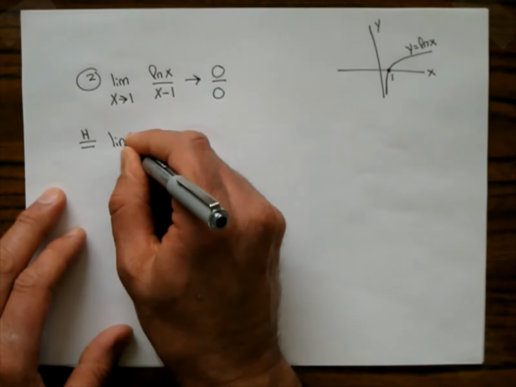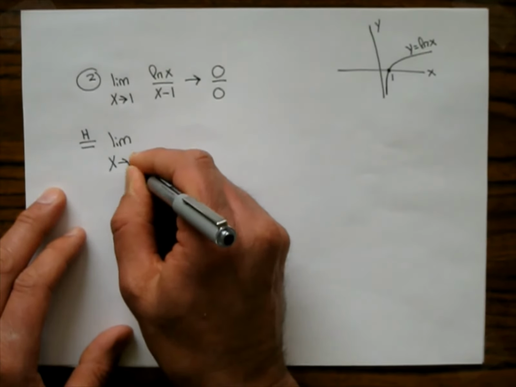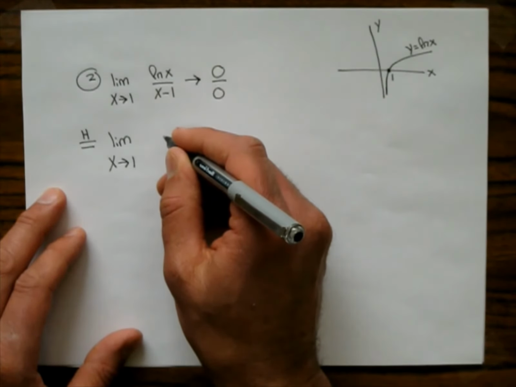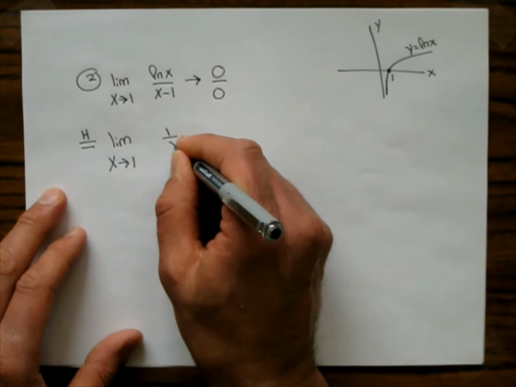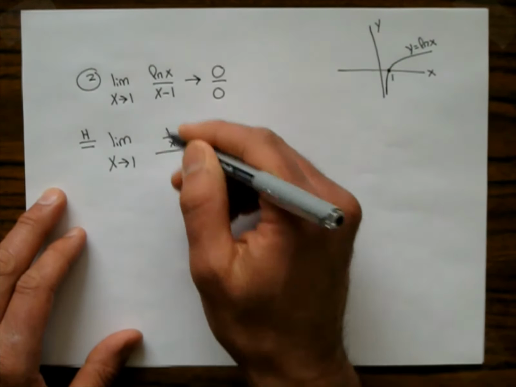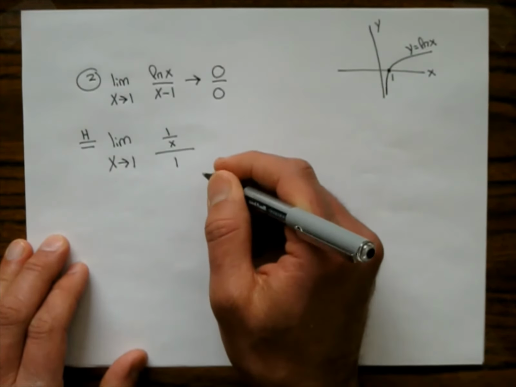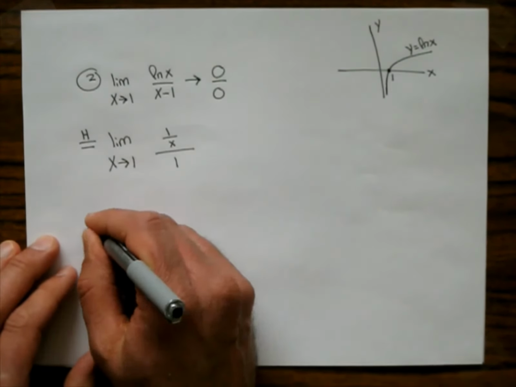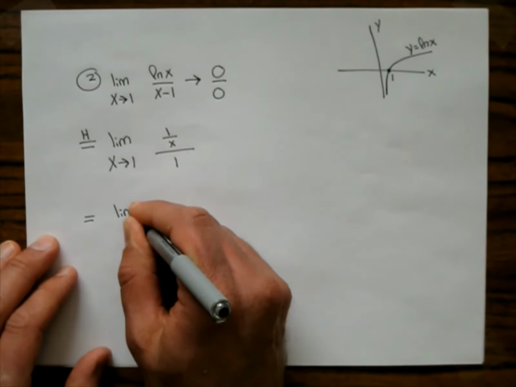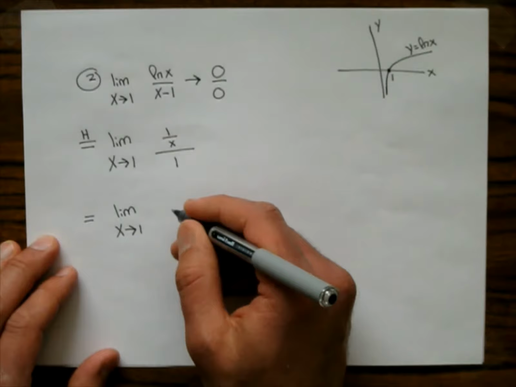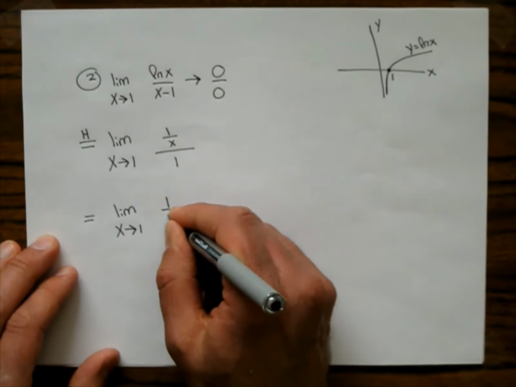L'Hopital's rule says we take the derivative of the top, which is 1 over x, and then we put it over the derivative of the bottom, which is 1. Okay? So this gives me, I'll just simplify that expression there. The limit as x approaches 1 of 1 over x.